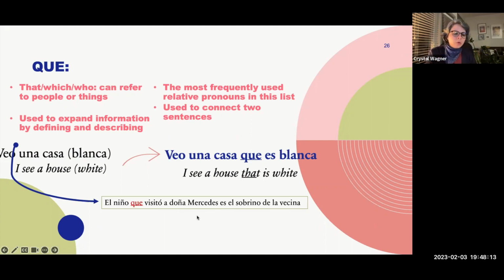So, ¿cuál es el uso? What is the use here? We are expanding information by defining and describing. El niño is the noun, right? And so here in this part, I am definitely describing this boy, este niño, right? And giving more information about him, just as I did in this sentence above. So with que, right, I have the who in this example, in this context, right? The boy who visited Doña Mercedes is the neighbor's nephew.